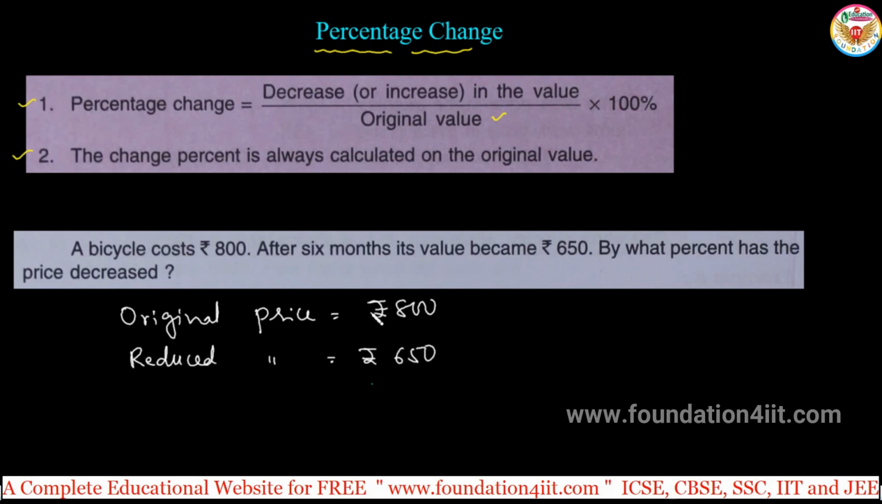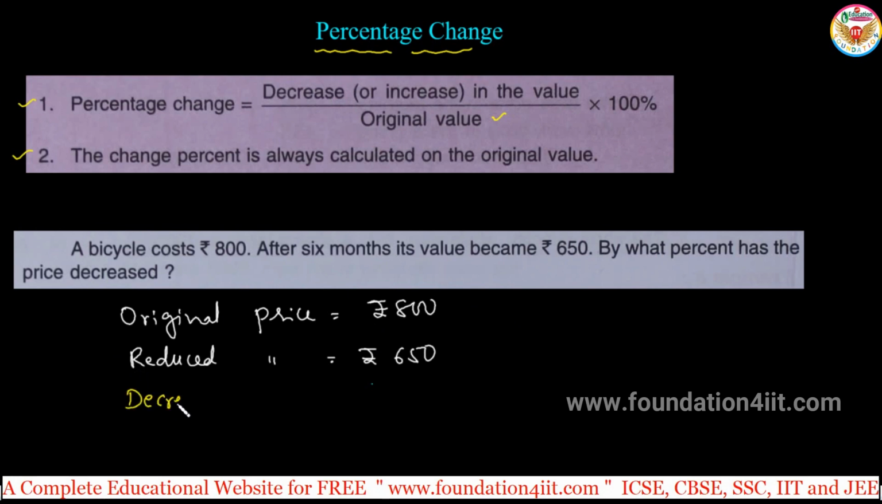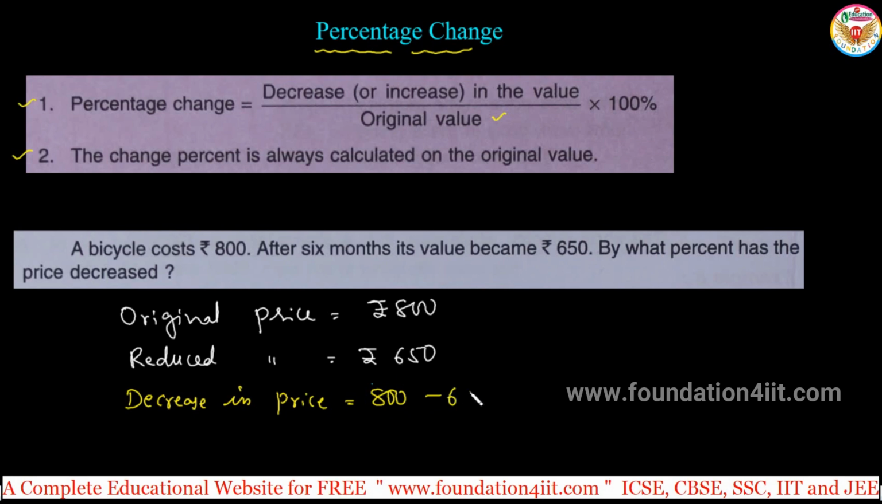Then the decrease in price, because the value is decreased. There are two cases, decrease or increase, but in this case it is a decreased value. So the decrease in price: originally it is 800, now it became 650. So the decreased price is rupees 150.